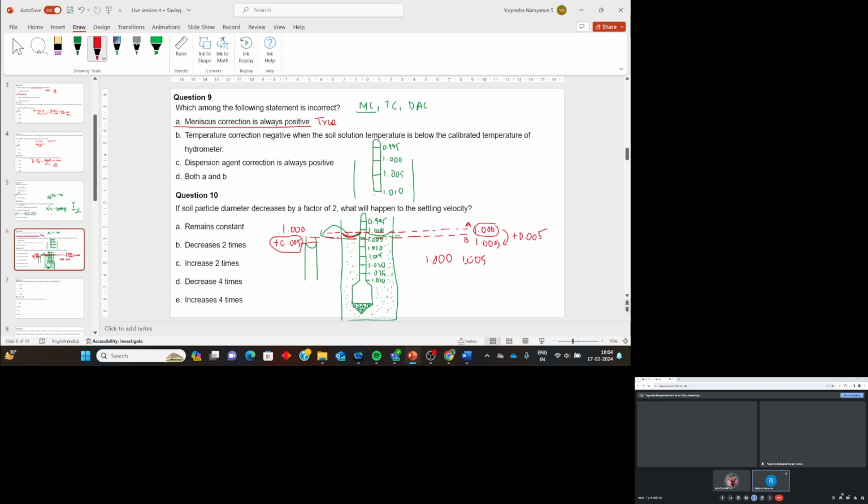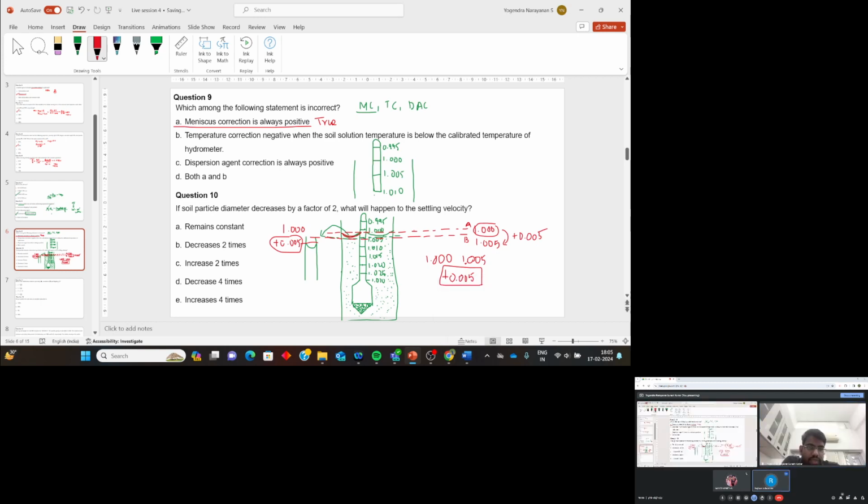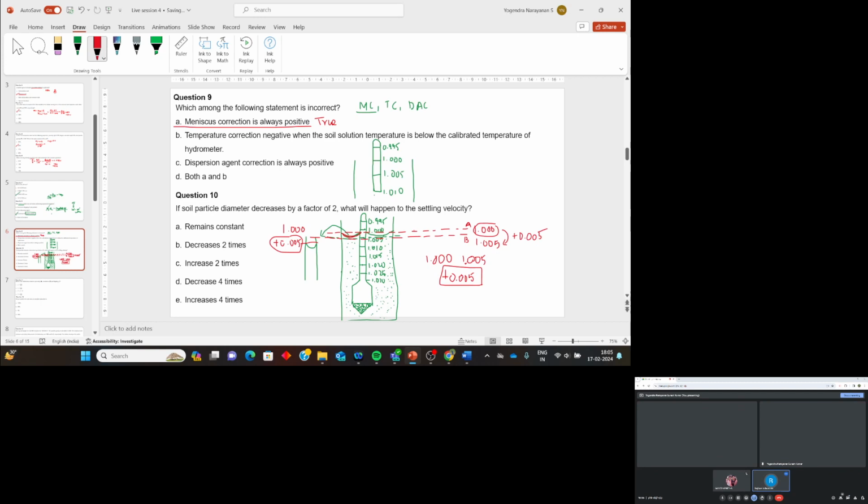So what you have to do to get the right value? You have to add 0.005, which is known as meniscus correction. Are you able to understand? Yes, sir. So this option A, the statement will always be true. Meniscus correction will always be positive.